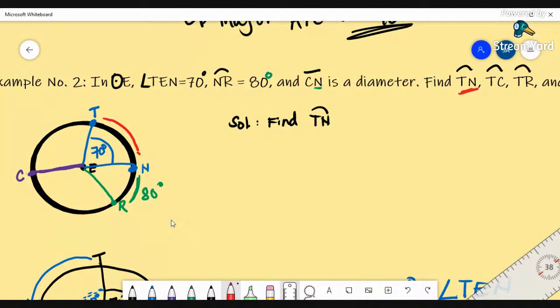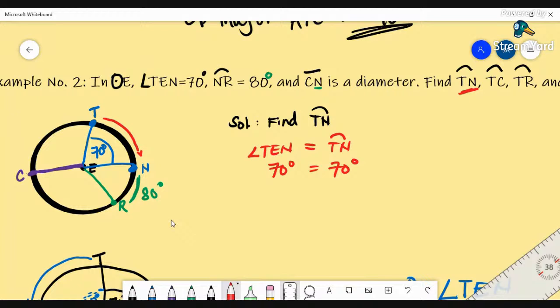TEN. We know that angle TEN is a central angle. So, by definition of central angle, the measure of the central angle is equivalent to the arc formed. So, arc TN is the arc formed by angle TEN. So, we have angle TEN is equivalent to the arc formed, which is arc TN. Na yun naman yung hinahanap natin dito sa problem. So, if the measure of angle TEN is equivalent to 70 degrees, therefore, the measure of the arc TN is equal to 70 degrees also.